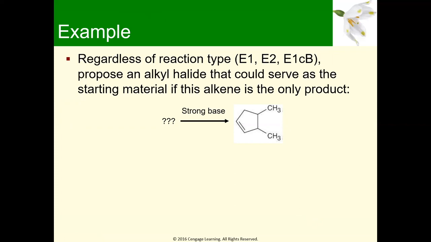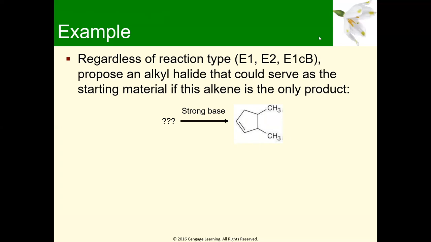It just doesn't really matter what the mechanism is. So regardless of the reaction type, whether it's E1 or E2 or E1CB, let's propose an alkyl halide that could serve as the starting material for this alkene. That is the only product. We don't get a mixture of products.